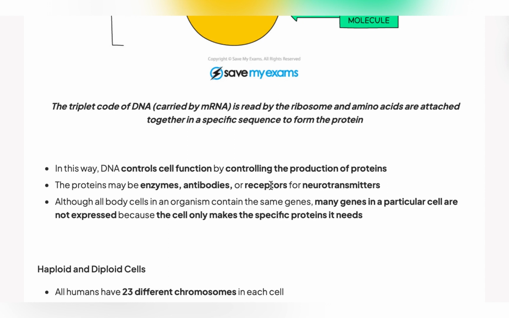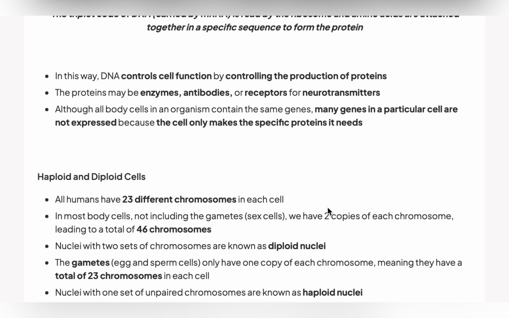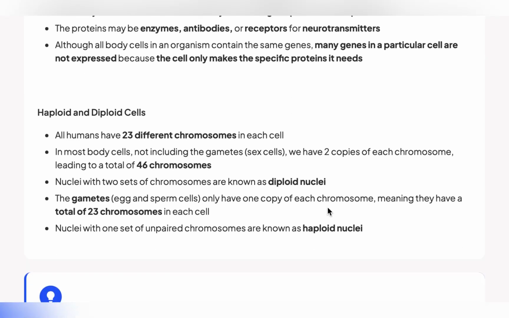Now we say the protein may be enzymes, antibody receptors, and neurotransmitters. I think we've expressed this. Although all body cells in organisms contain the same genes, many genes in particular cells are not expressed because the cell only makes the specific protein that it needs to use. They don't make all proteins and keep them around.